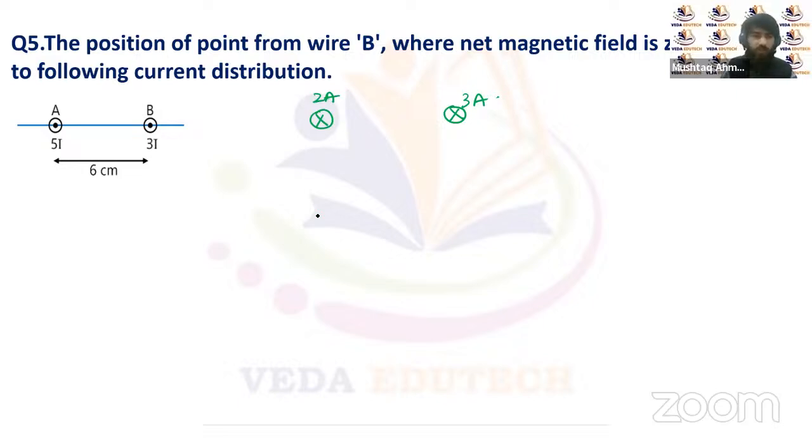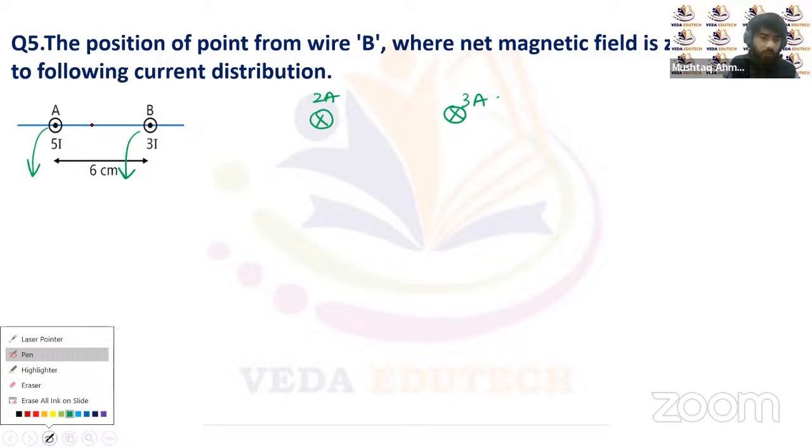In the same way, here it is represented by a dot with current I and another current carrying wire carrying a current of 3I, where the current is out of the plane of this paper. So it means that if we find the direction, we have to find the point where the net magnetic field is equal to zero. Let's suppose there's some point P here.